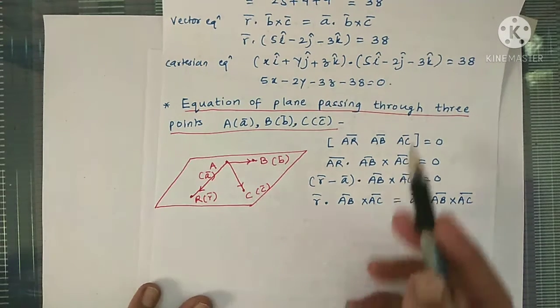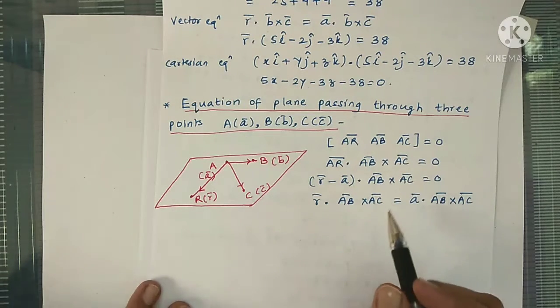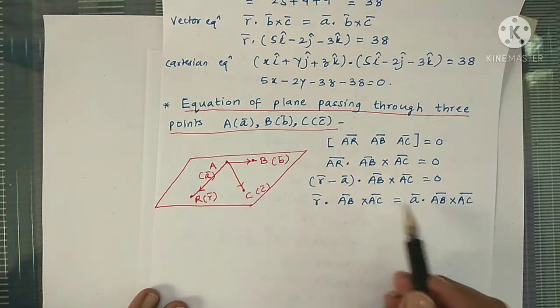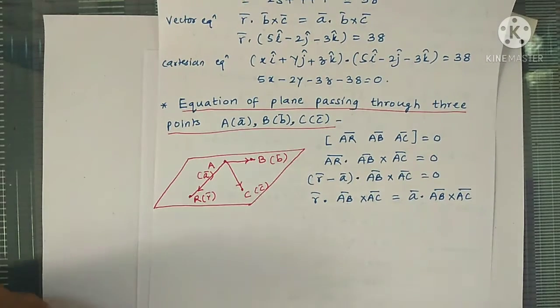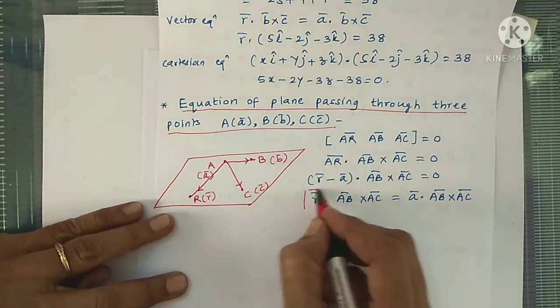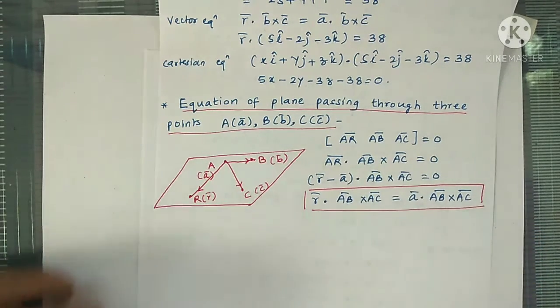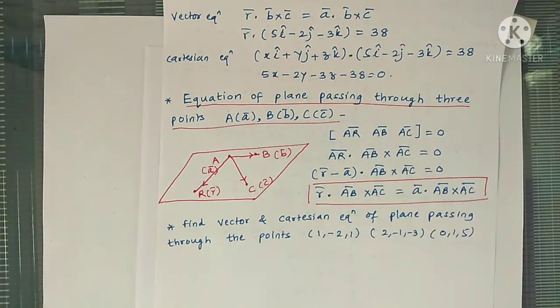So instead of n bar in the previous one, where B bar and C bar were given, now we have AB bar and AC bar, just like that. To find the Cartesian equation, write R bar as xi plus yj plus zk. So this is the vector equation of the plane passing through 3 points. Let's solve one question based on this equation.